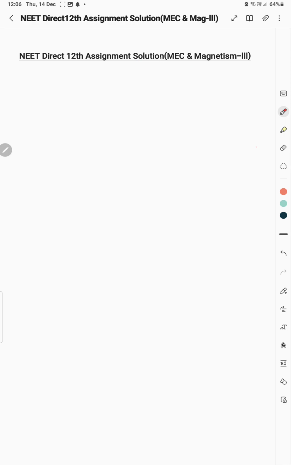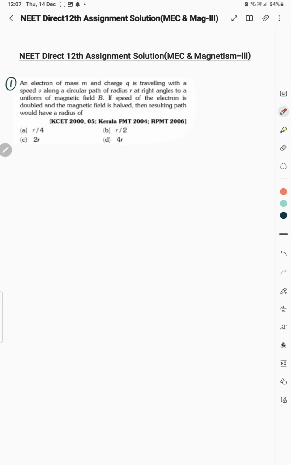Today we are discussing the assignment solutions from the chapters of magnetic effects of current and magnetism, day 3rd. So let us start from question first. An electron of mass m and charge q is traveling with a speed v along a circular path of radius r at right angles to a uniform field B. So right angle means it is 90 degrees.